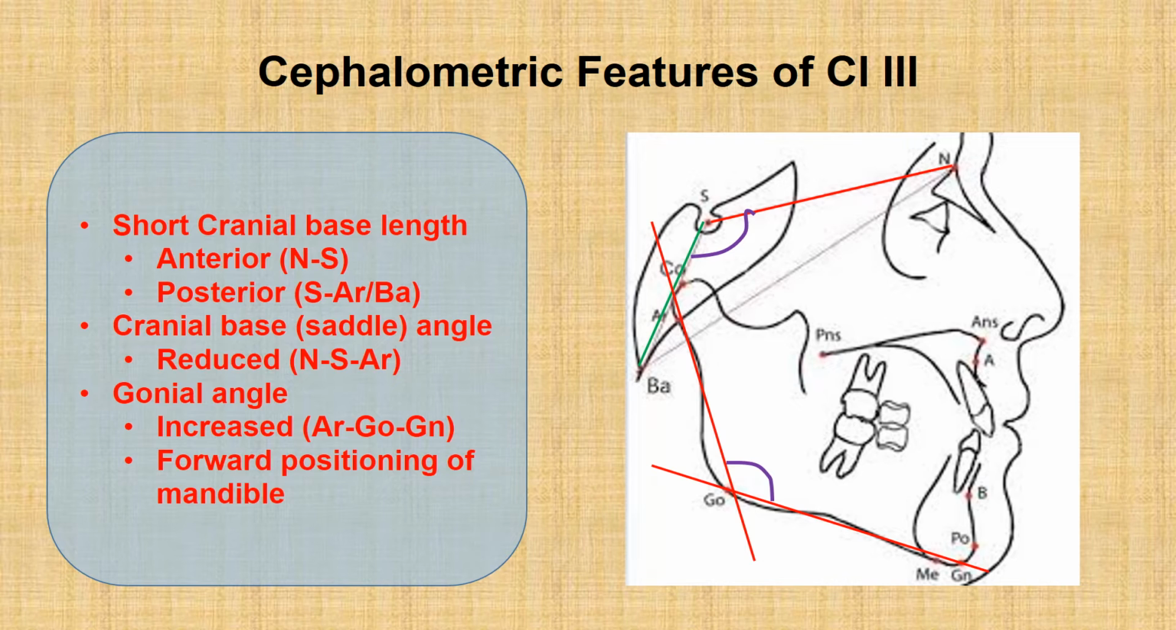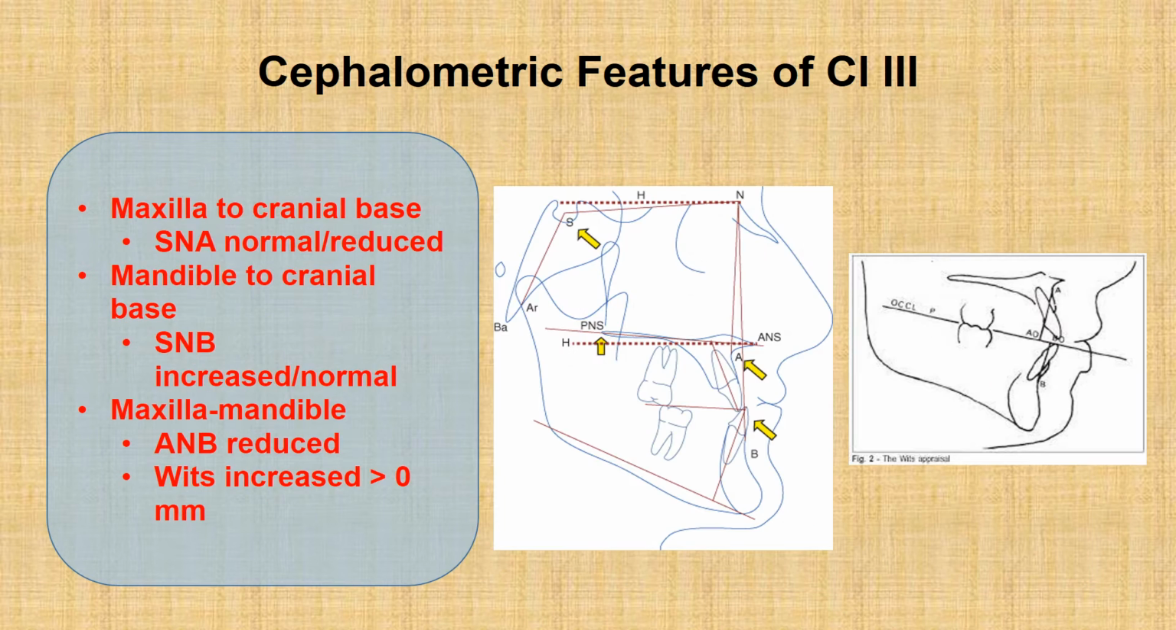Now the cranial base angle or saddle angle is the angle formed between the anterior cranial base and the posterior cranial base, and this angle tends to be reduced in a class 3 skeletal pattern. Now the gonial angle, which is formed by the articulare, gonion, and from the gonion to gnathion, this angle is increased and the mandible is positioned further forward.